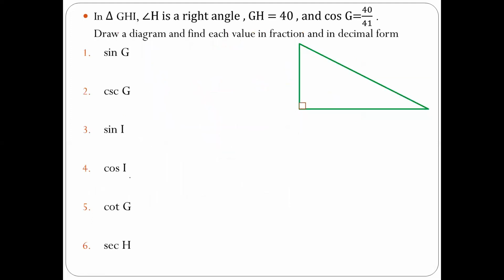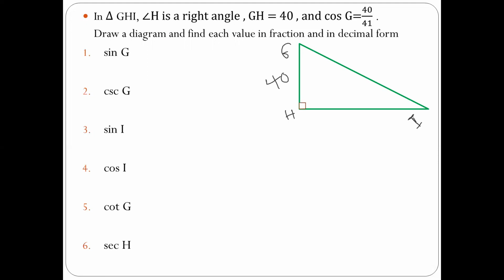Now, another example. In the triangle GHI, angle H is a right angle. So here we have H, and here we have G, and I. GH is 40, and cosine G is 40 over 41.